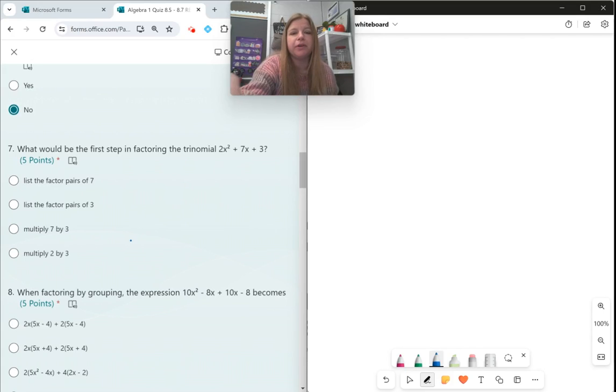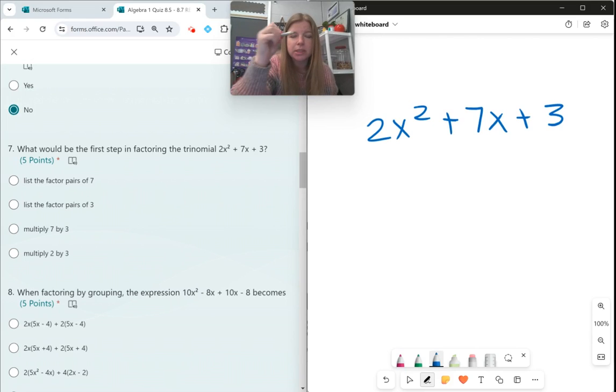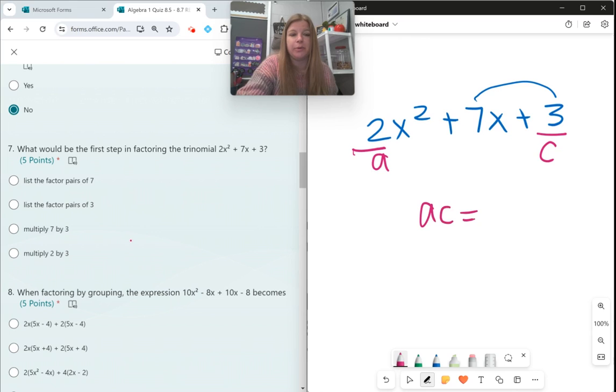Number 7, what would be the first step in factoring 2x squared plus 7x plus 3? First of all, this is one of those trinomials where the a is not 1. So I'm not going to list the factor pairs of 7 ever. I never list the factor pairs of b. I'm not going to list the factor pairs of 3 here, because that's for a trinomial where a is 1. Would I multiply 7 times 3 together? No, that doesn't make any sense. But would I multiply 2 times 3? Absolutely. That's my a times my c. My AC value would be 6. And I want to list my factor pairs of 6 to get that 7. And so that's definitely what I want to do.